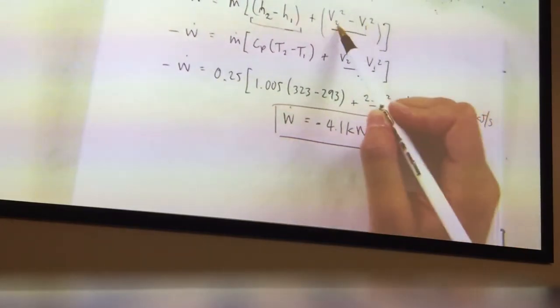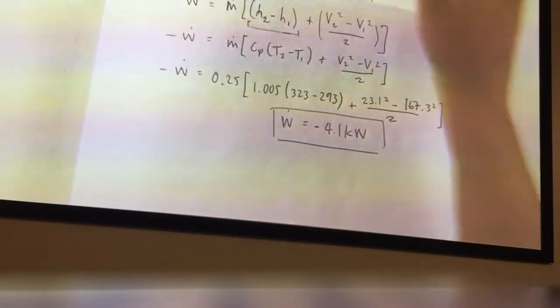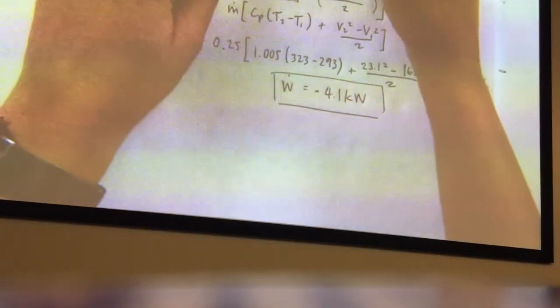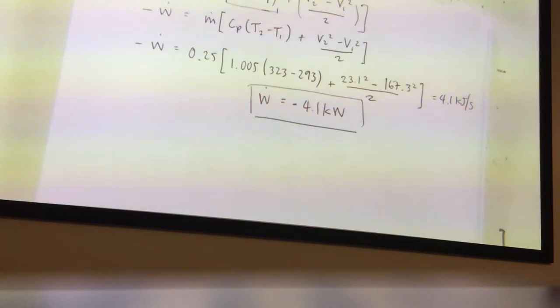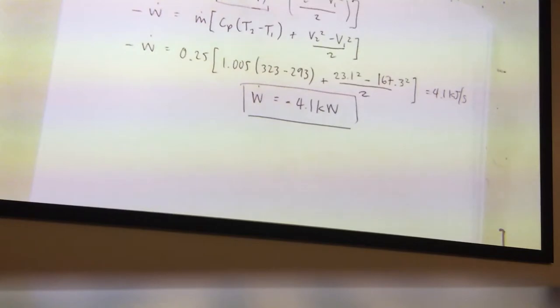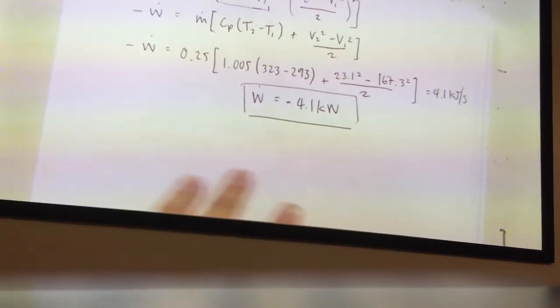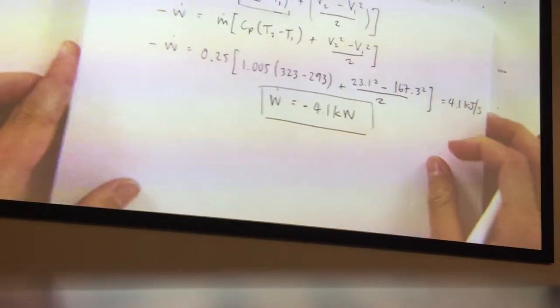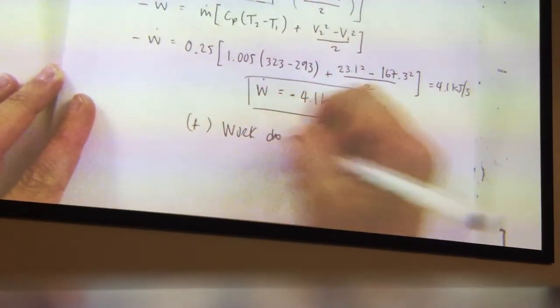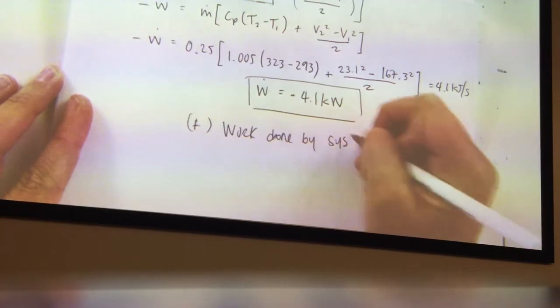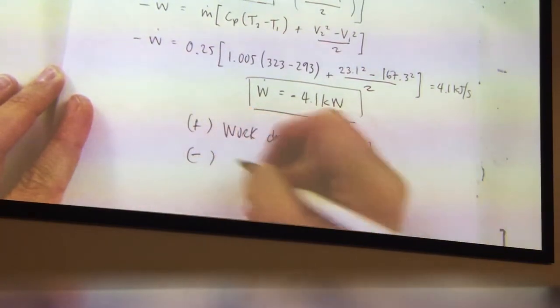This is already in magnitude. Whatever constant comes out is already defined going from the integral to here, so everything is already positive. Now, in this class, just to double check, the convention for work is: plus is work done by the system, and negative is work done to the system.